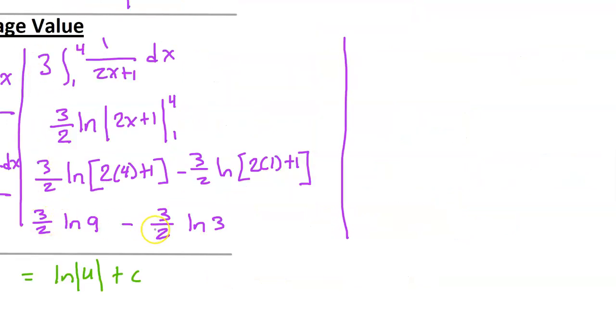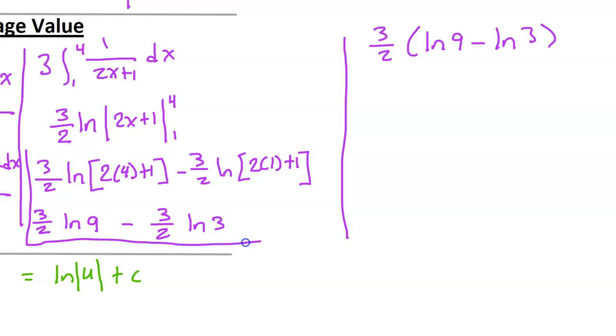Notice the common factor of 3/2. I'm going to bring that out in the front. So I have 3/2 times natural log 9 minus natural log 3. By the way, if this was a free response question, either of these would have been fine for the final answer. I'm going to keep going to prepare for a possible multiple choice question.